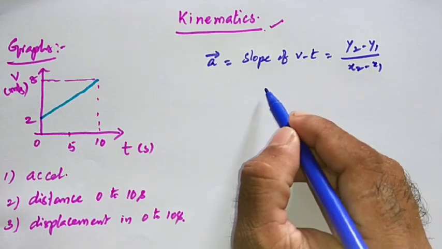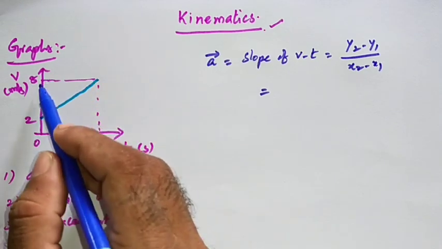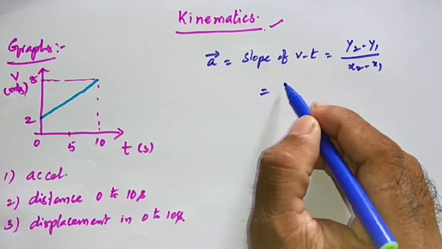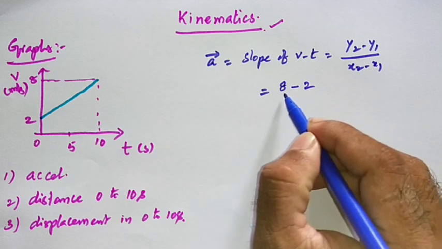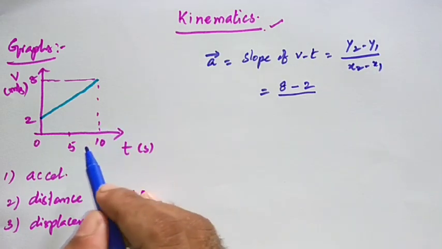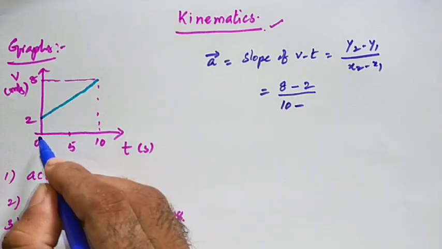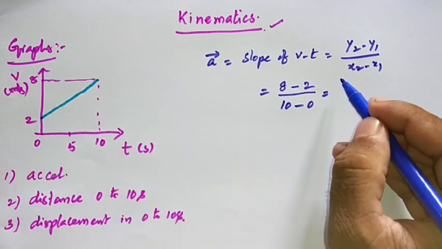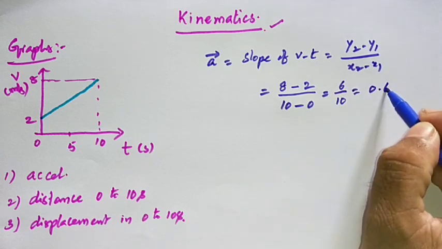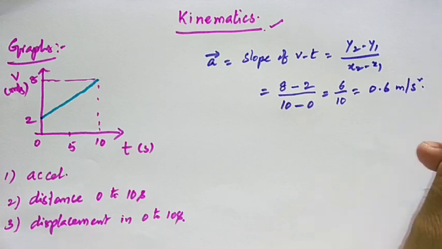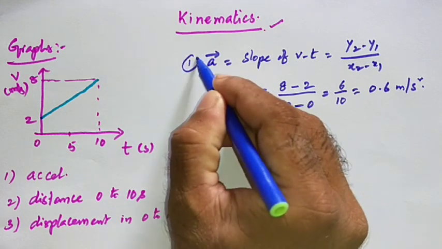Already we learned this. Now this is equal to, okay, so y2 means how much? On y-axis, what is the y2 value? 8. Minus y1 is 2, divided by x2 on x-axis, what is the final? 10 minus x1 is 0. So how much is this? 6 by 10, that is equal to 0.6 meter per second square is the acceleration of the body. Clear? Okay, first one is completed.